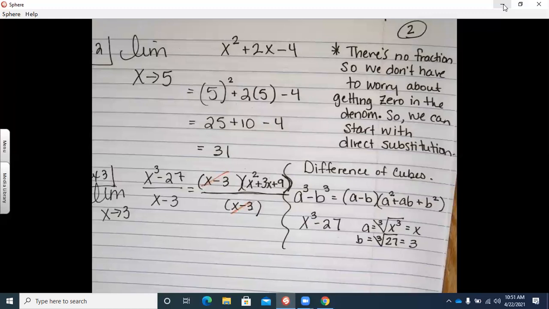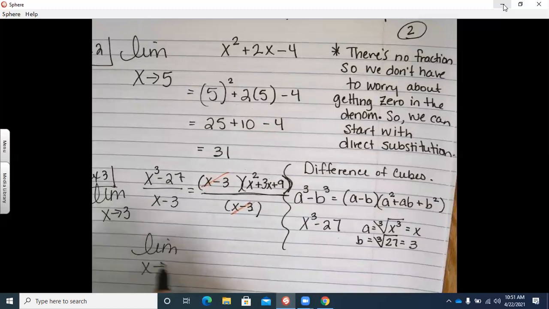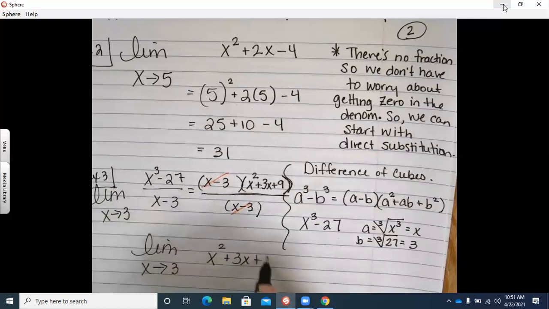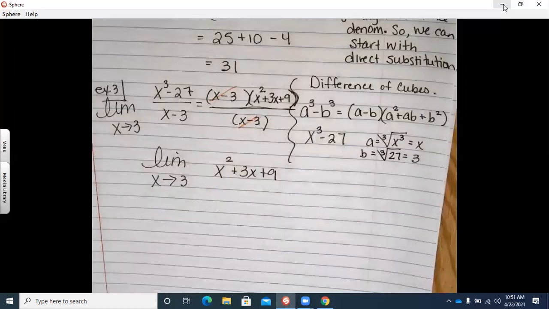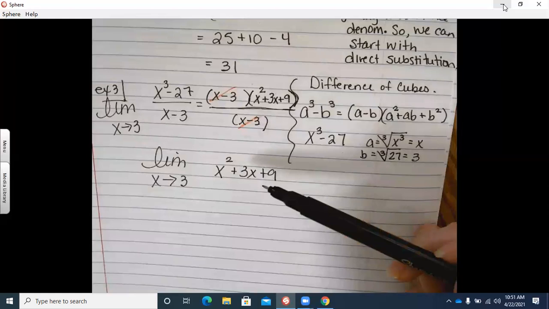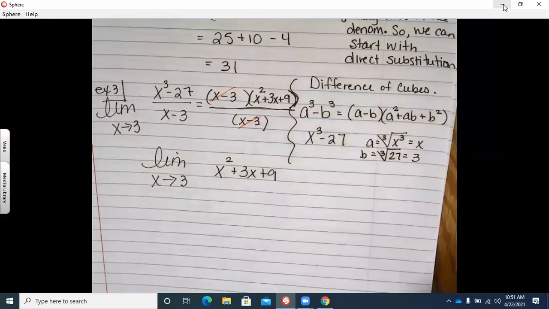So now let's find the limit as x approaches 3 of x squared plus 3x plus 9. So now that that denominator's away, these two functions that I have written are equivalent to each other. It's just they had a common factor that I canceled. So these two are equivalent, okay? They mean the same thing. But now that I don't have that denominator, now I can use direct substitution.